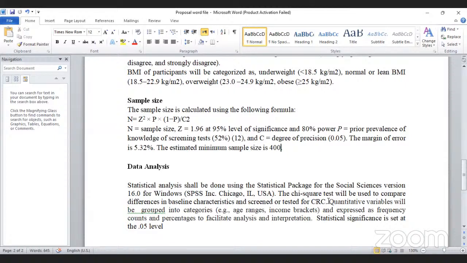Otherwise, the chi-square test will be used to compare differences between characteristics, tested for CRC. Then quantitative variables will be grouped into categories. You forget this. Directly you now have a test, the means test. You can compare the age between two groups, the mean difference between two variables. Age, duration, or BMI, everything you can convert into this. So there is no need to group into categories.